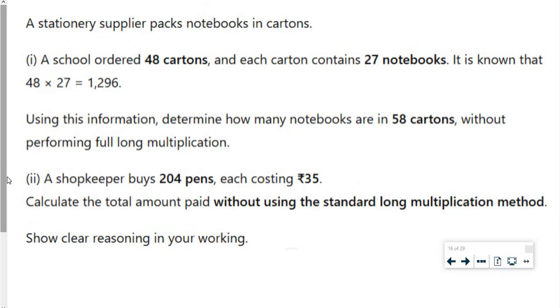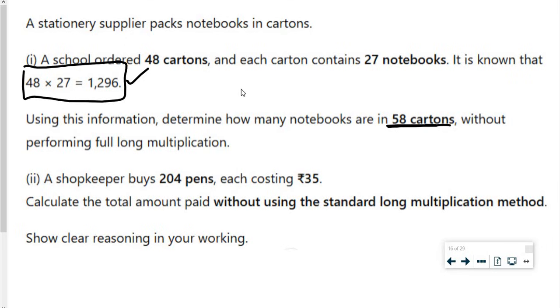Alright, so we have this question. A stationery supplier packs notebooks in cartons. A school ordered 48 cartons, and each carton contains 27 notebooks. It is noted that 48 into 27, answer is 1296. Now, using this information here, determine how many notebooks are in 58 cartons.